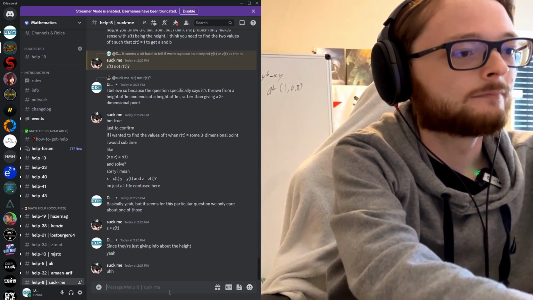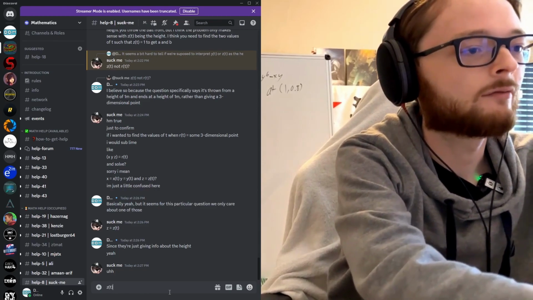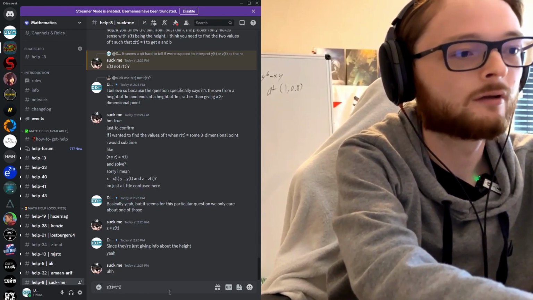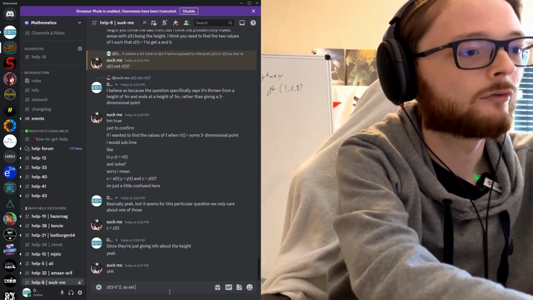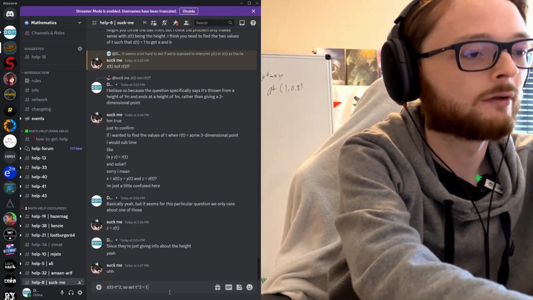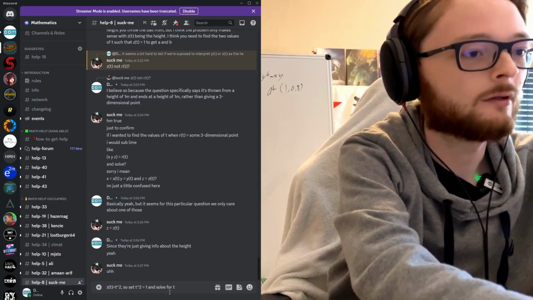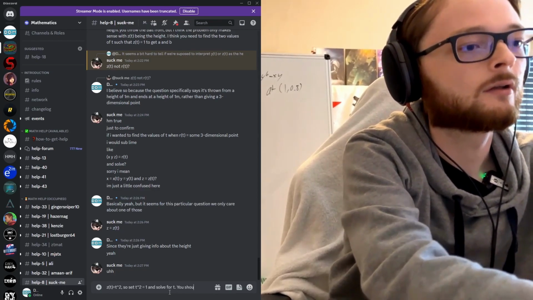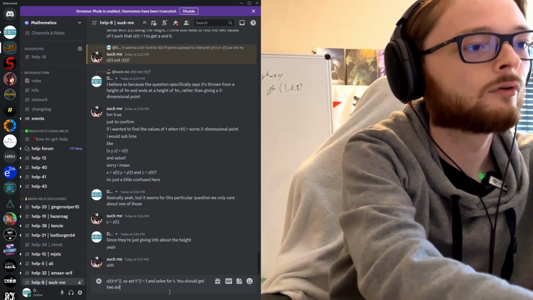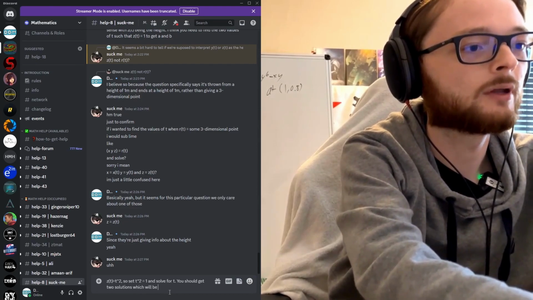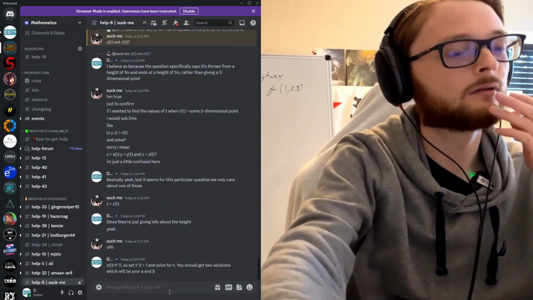Basically, c of t equals t squared. So set t squared equal to 1, solve for t. You should get 2 solutions, which will be your A and B.